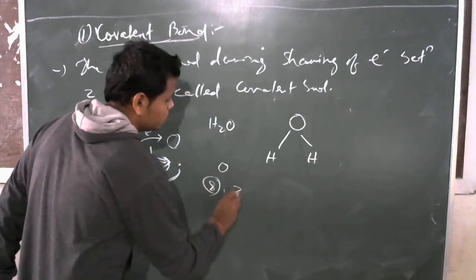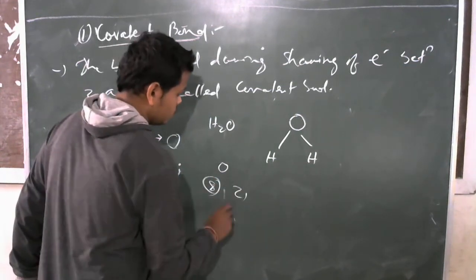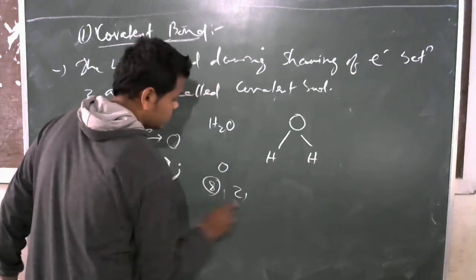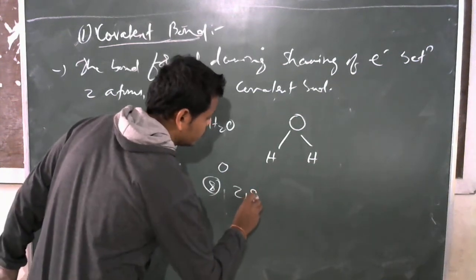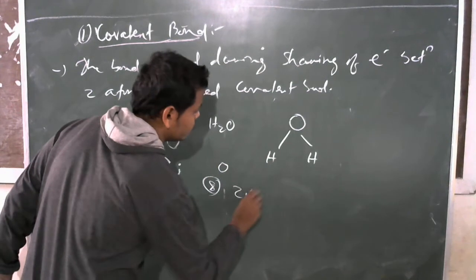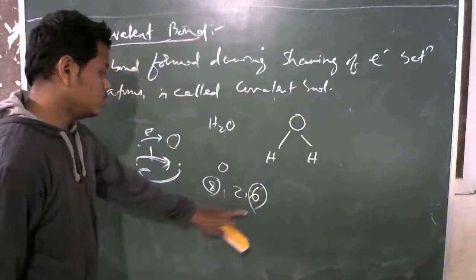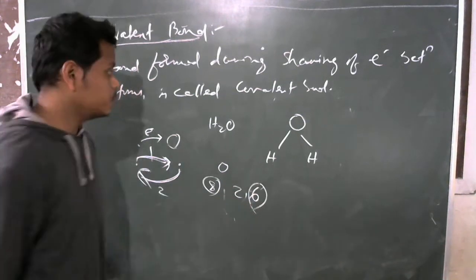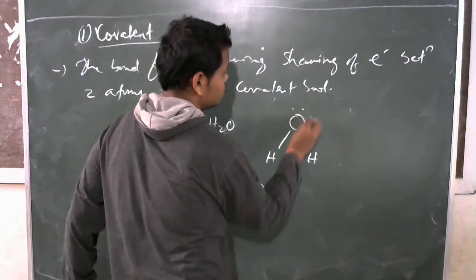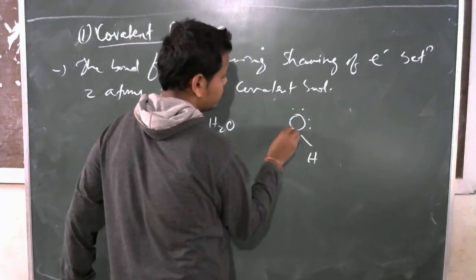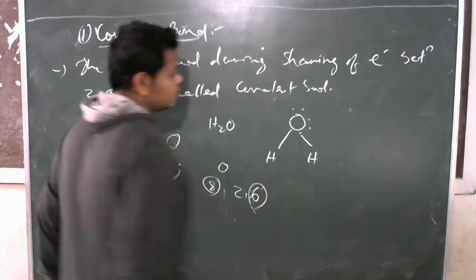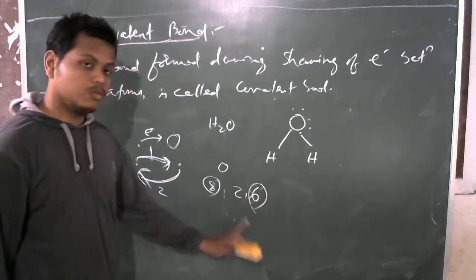8 means the electronic configuration is 2 and 6. In the outermost shell, 6 electrons are present. 1, 2, 3, 4, 5 and 6. Six electrons are present in the outermost shell.